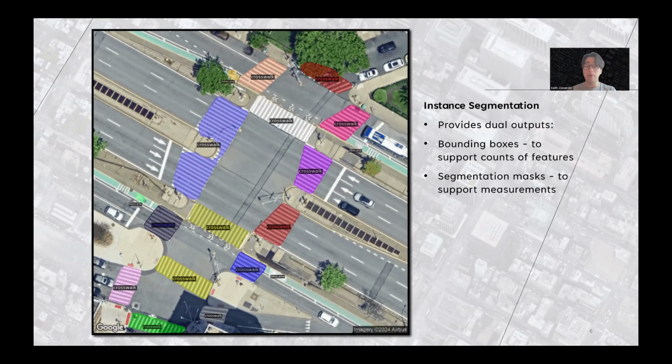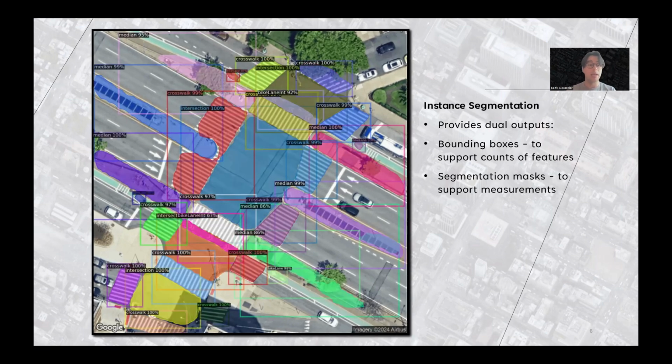If we combine these bounding boxes and segmentation masks for all the different classes that we mentioned in the previous slide, we see an example of that output here. And we can use these extracted features for our analysis to see which attributes may or may not be associated with higher rates of collision.